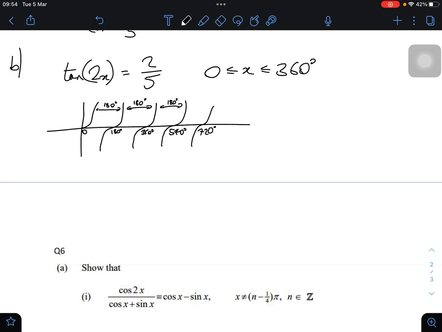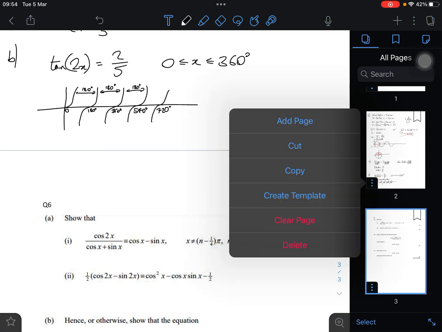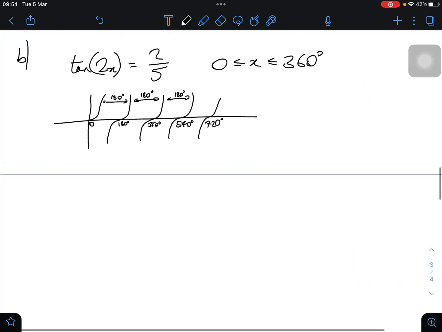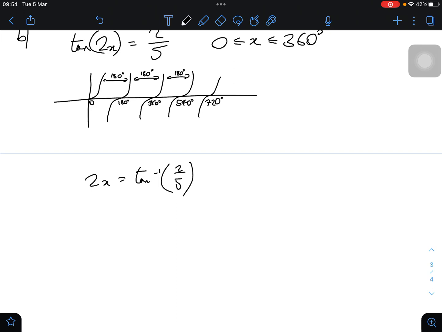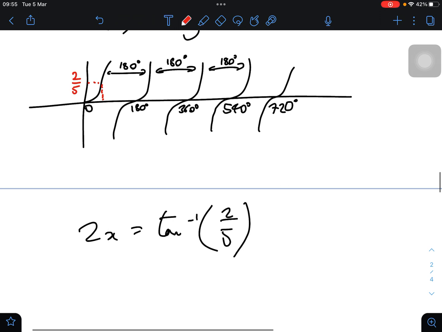The reason why I've put down x between 0 and 360, and I've written down it up to 720 degrees, is because the issue that we're going to encounter is that we're going to get 2x lots of tan inverse of 2 over 5. And the issue is that tan inverse of 2 over 5 is basically saying what is the value for theta when tan theta is 2 over 5? That's what it's going to give you, but in fact this is equal to 2x.